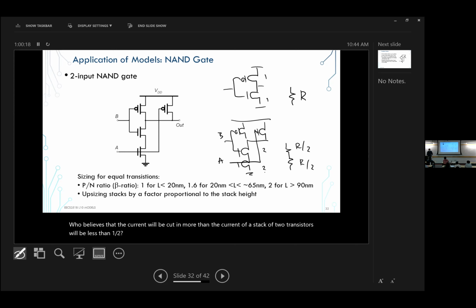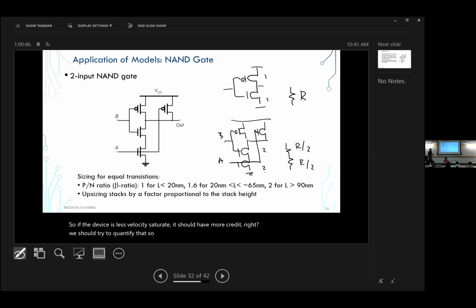How many of you believe that each of the two transistors in a stack is going to have more than a half of a current? Nobody. Uh-oh. And the other ones do not have an opinion. So if the device is less velocity saturated, it should have more current, right? We should try to quantify that.